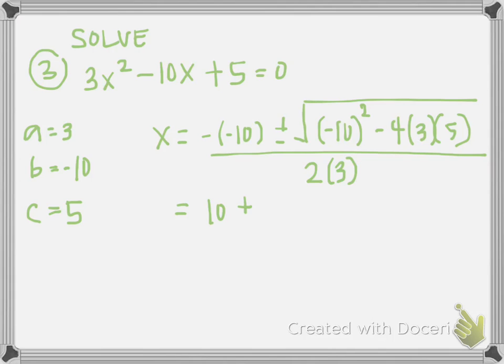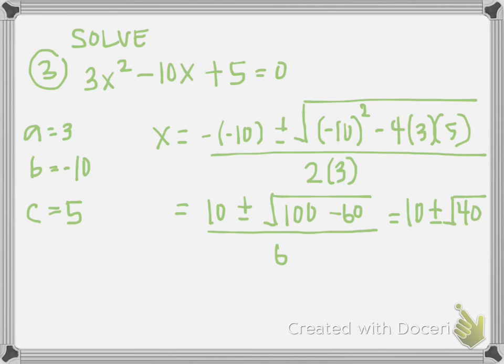So that's going to be a positive 10 plus or minus the square root of 100 minus 60, all over 6. So it's going to be 10 plus or minus the square root of 40, all over 6 there. Okay, I can't take the square root of 40, so that's going to be 10 plus or minus 2 square root of 10, all over 6. Okay, you could get a decimal answer here, so either way is the correct answer.